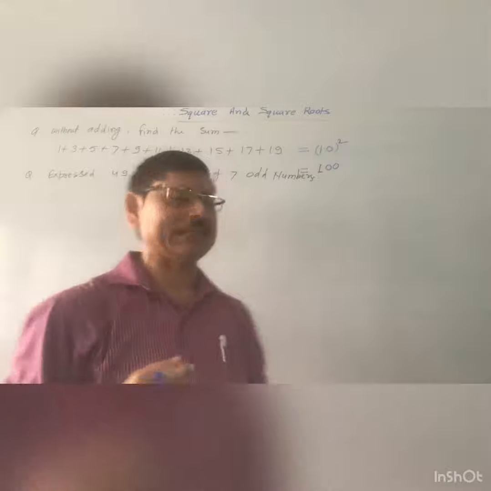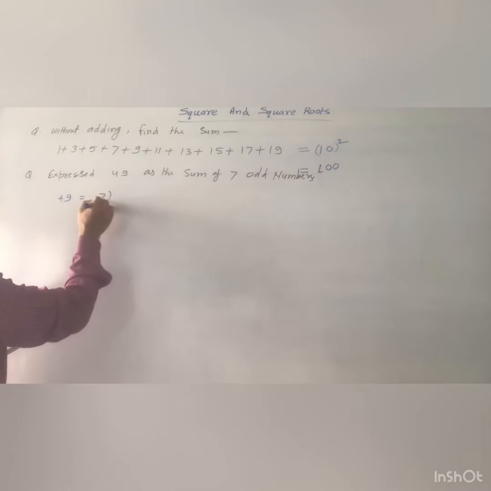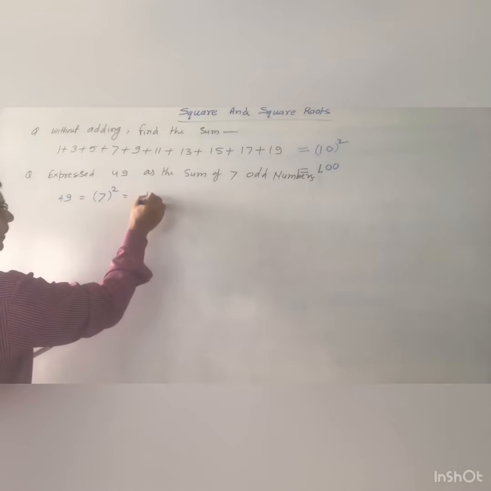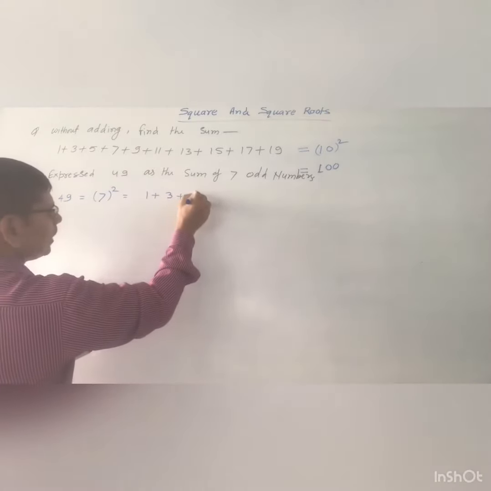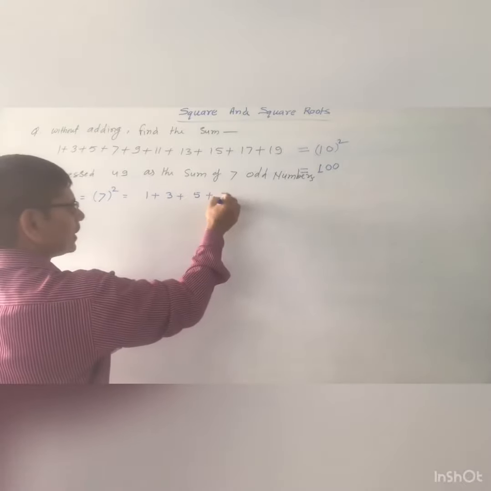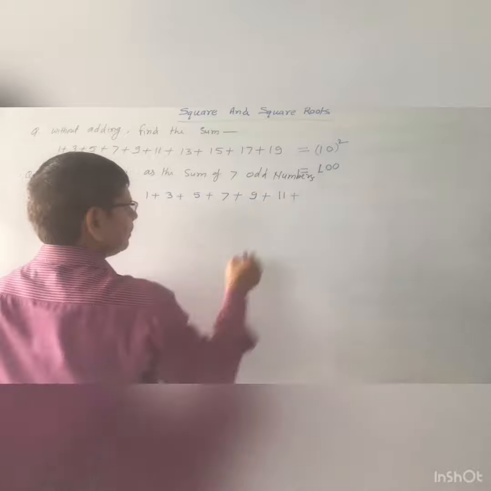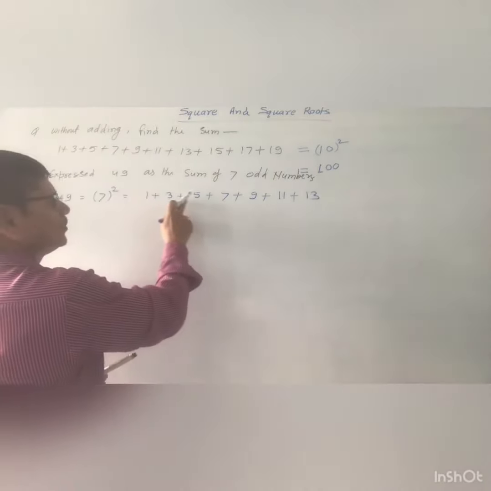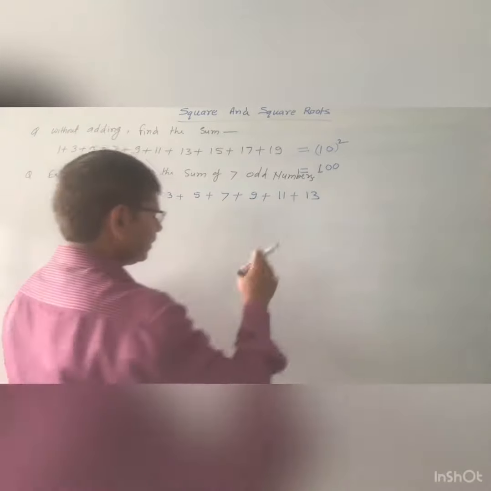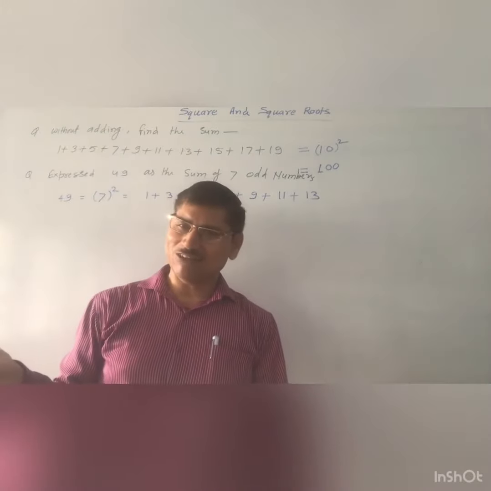Yes, you can write it as 49 equal to 7 square, that is 1 plus 3 plus 5 plus 7 plus 9 plus 11 plus 13. Okay, 1 2 3 4 5 6 7. If you find the sum of these numbers, then you can get 49.